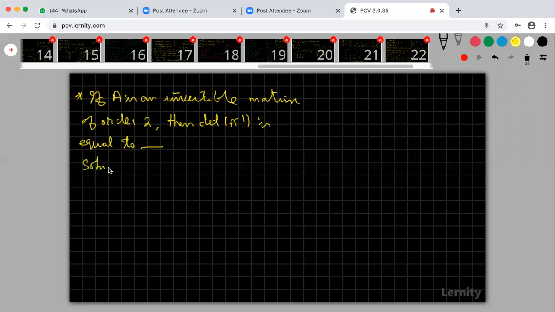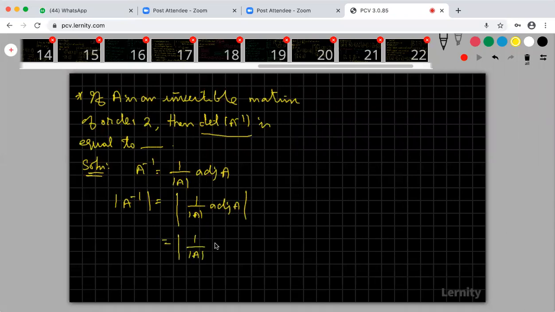So we'll discuss the solution first. What is actually the A inverse formula? 1 by determinant of A, adjoint of A. Okay, take the determinant. The question is determinant of A inverse. Therefore, I am taking the determinant. That means the determinant of this is 1 by determinant of A, adjoint of A. Actually, 1 by determinant of A. What is actually adjoint of A? A11, A12, A21, A22.